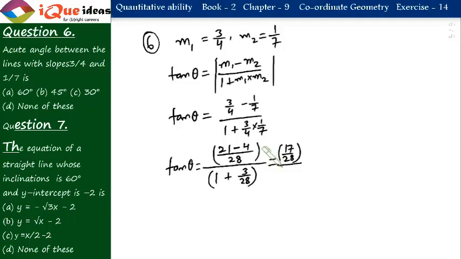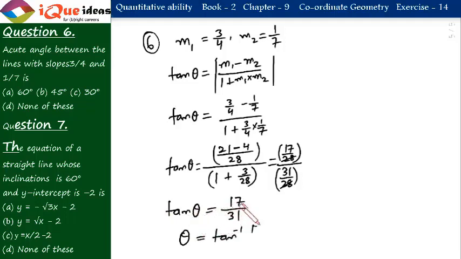So it is 31 upon 28. Alright, so 28 and 28 get cancelled, and we will have tan theta equal to 17 upon 31. So that means the value of angle theta is tan inverse 17 upon 31, or that value of theta for which tan is 17 upon 31. In this case, if you look at the options, none of these seems to be the correct answer, because tan 60 degree is root 3, that does not match. Tan 45 degree is 1, that does not match. And tan 30 degree is 1 by root 3, that also does not match.